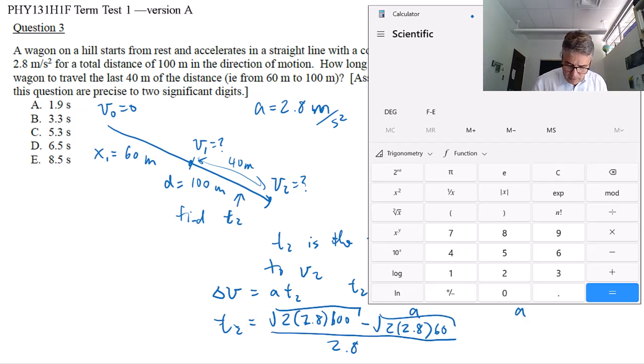Pulling out my calculator, I've got 2 times 2.8 times 100 equals, take the square root of that, and then minus, open parentheses, 2 times 2.8 times 60 square root equals, and then divided by 2.8, and I got 1.9 seconds.